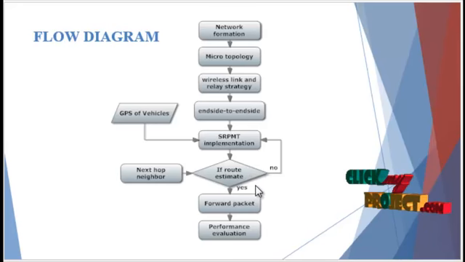After that, it estimates the route. If the route is validated, it forwards the packet. It is estimated by using the next hop neighbor. If the route is not found, then it again finds the route by using this protocol. After the packet forwarding, the performance is evaluated, in which the proposed system is compared with the existing system.